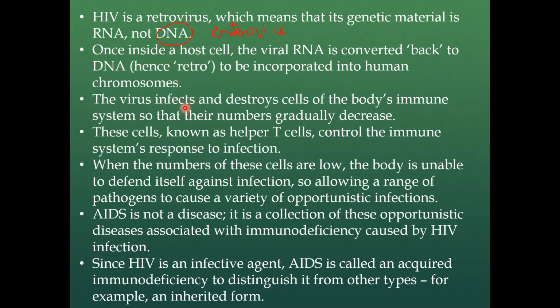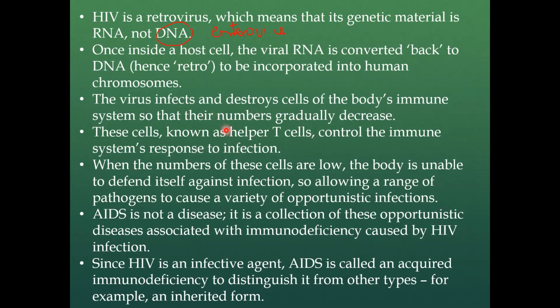This is how the virus infects and destroys the cells, and mostly it affects the cells of the immune system, because the name itself is human immunodeficiency syndrome. It affects the helper T cells. So it is affecting lymphocytes. It mainly affects these lymphocytes, which are known as helper T cells. These helper T cells control the immune system response to infection.